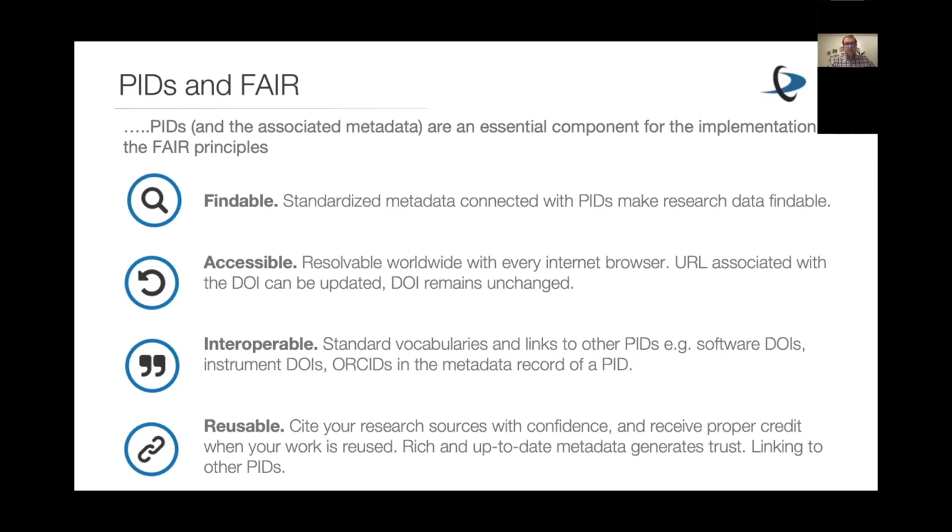Making objects interoperable, so using standard vocabularies and links to other persistent identifiers, for example, software DOIs, instrument DOIs, ORCIDs in the metadata record of a persistent identifier, etc. And finally, reusable, so making sure that members in the community, researchers, can cite sources with confidence and receive proper credit for the work that has been done and reused, providing rich, up-to-date metadata that generates trust and linking to other persistent identifiers.